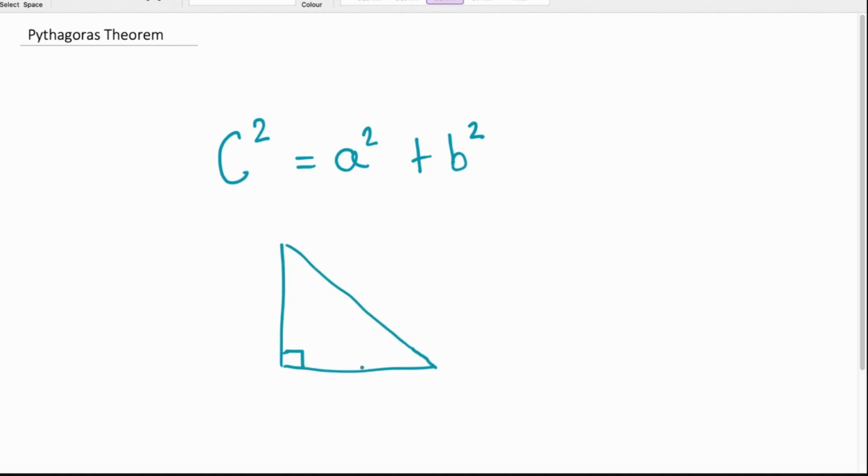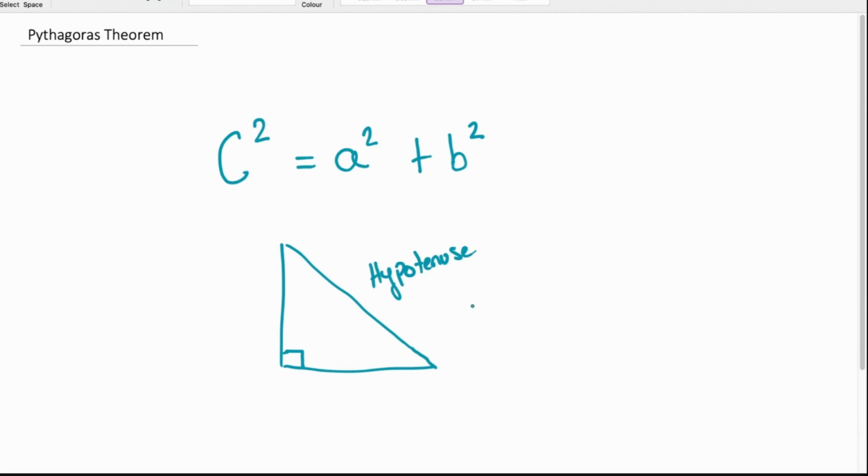Now this theorem has a very interesting formula, and that formula is c squared is equal to a squared plus b squared. Now what is c, a, and b? Well, to understand this, let's first draw up our right-angled triangle. Now in this right-angled triangle, we can see that we have a very long side over here. Now this long side is known as the hypotenuse.